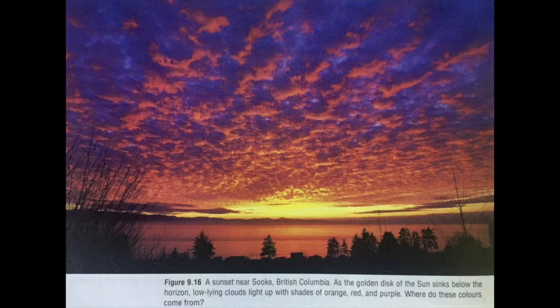Some of the waves with shorter wavelength are reflected into space. However, if you look straight overhead at sunset, you will see blue light that has been reflected toward you. Figure 9.16, a sunset near Salmon Arm, British Columbia. As the golden disk of the sun sinks below the horizon, low-lying clouds light up with shades of orange, red, and purple. Where do these colors come from? They come from the sun.